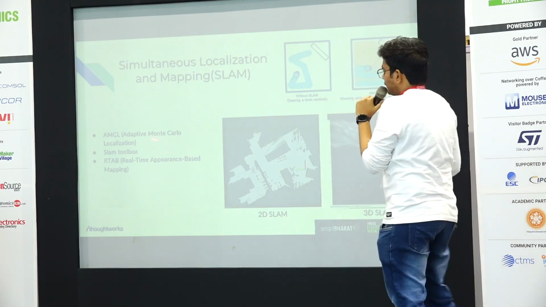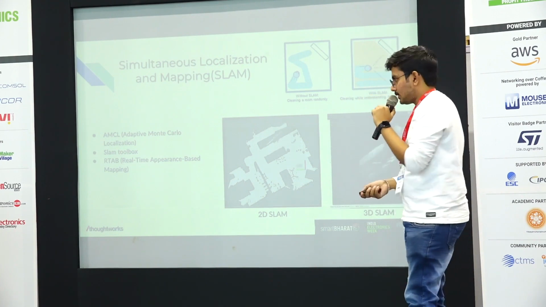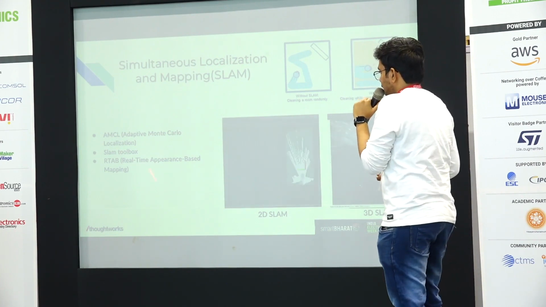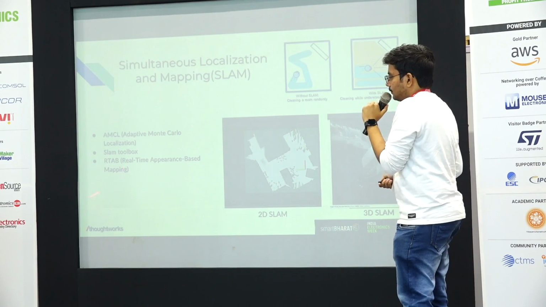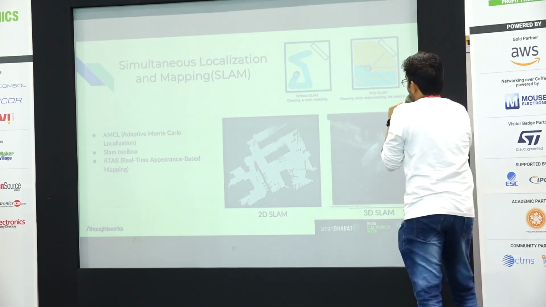So there are multiple libraries. AMCL gives the localization by fusing multiple sensors. We have SLAM Toolbox to generate 2D SLAM. And we have RTAB-Map for generating 3D SLAM. So, one other example is here.